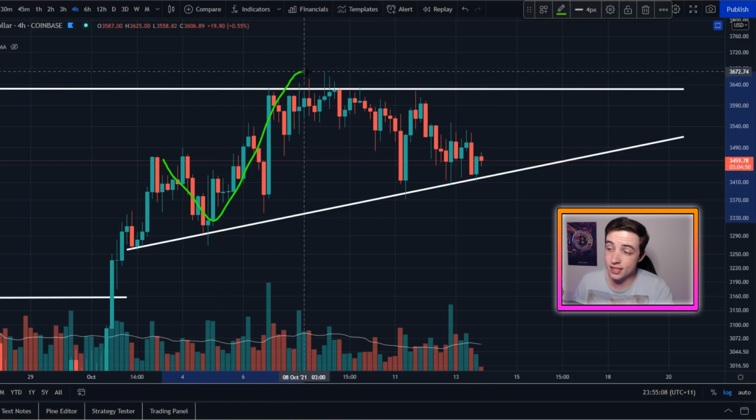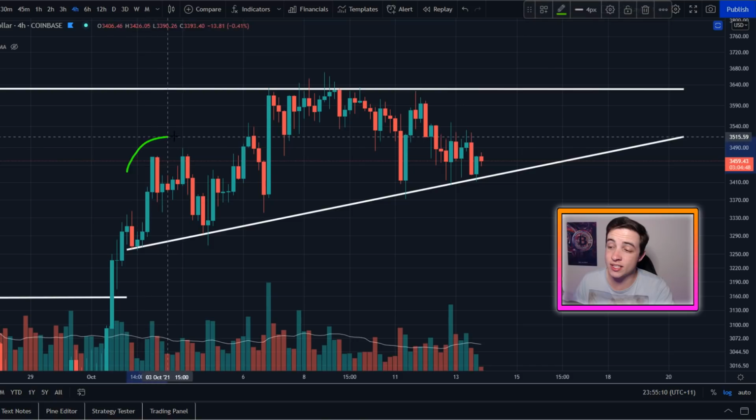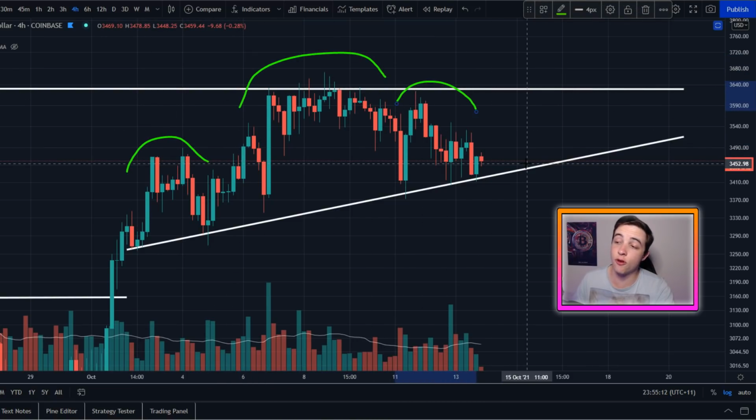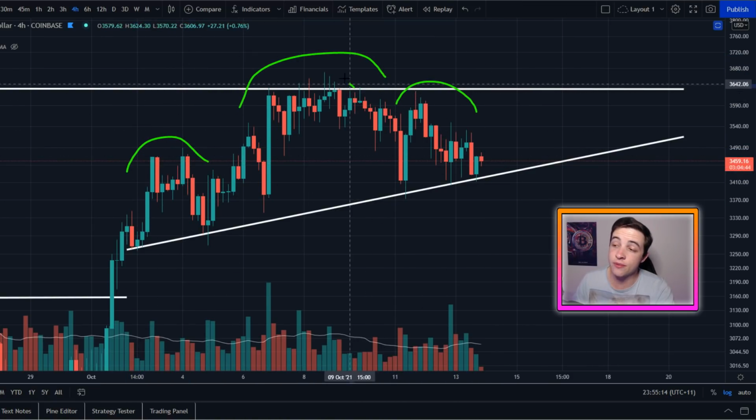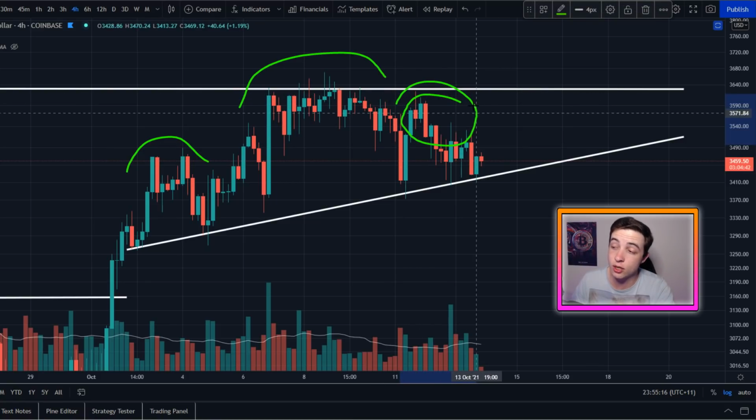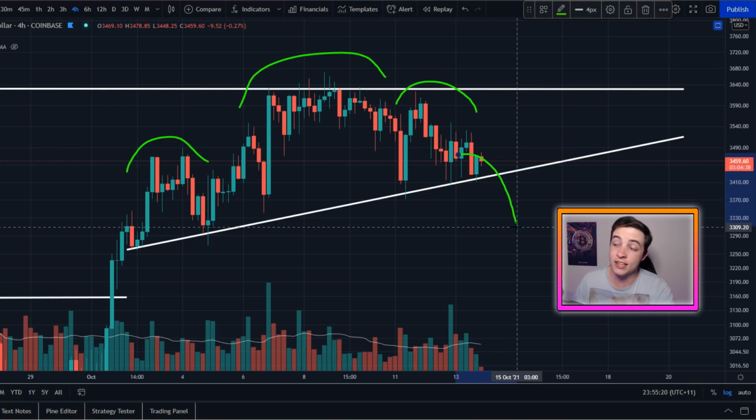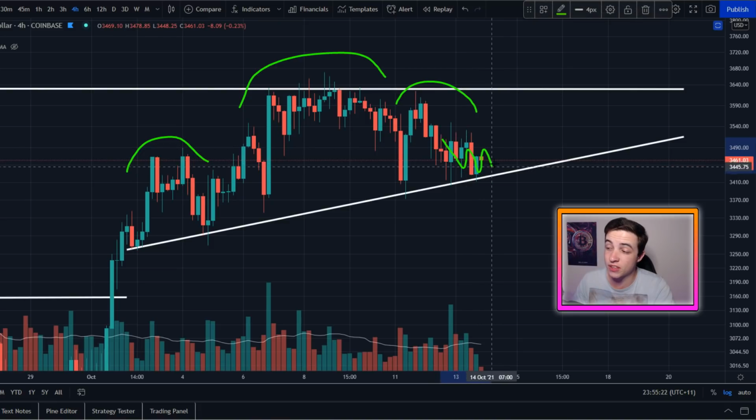So within the ascending triangle pattern, we actually have a small head and shoulders pattern forming for Ethereum. We've already seen the left shoulder, we've already seen the head, and we've already seen the right shoulder. All we're waiting on now is a potential break below the neckline. It's important to mention that while we're still above the neckline, this pattern is not confirmed. It only is confirmed if we see a strong break below the neckline.